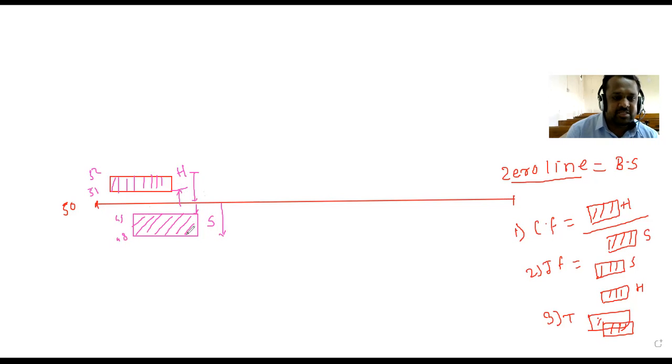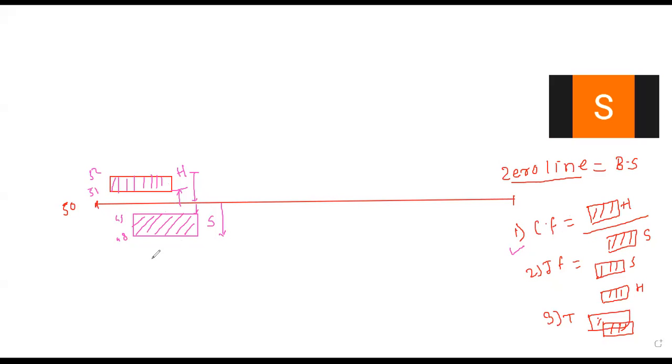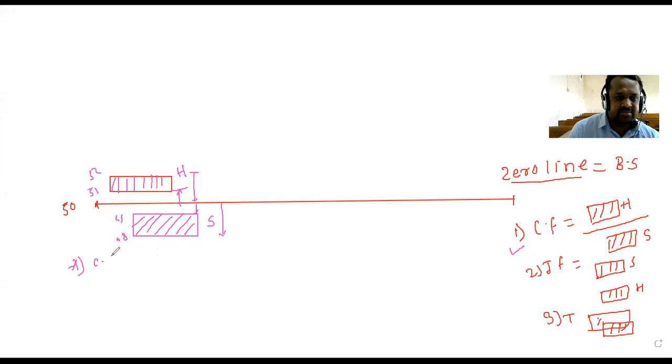Here, is your shaft smaller or bigger? Small. The shaft is small, the hole is bigger. That means the condition is satisfied for the clearance fit. So it is called the clearance fit.